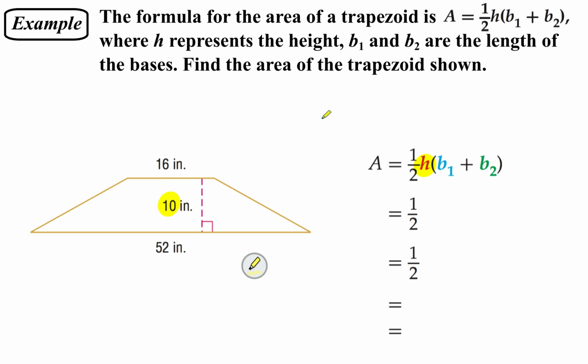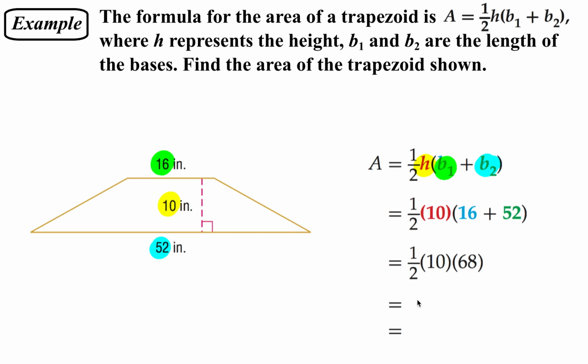So on this one, what I did was I went ahead and plugged in 10 for the height. Okay, I probably should have done that in red. Oh well. And then B1, I think I called 16. And B2, I think I called 52. So let's see how that comes out. So just substituting the numbers first of all in the place where they belong. And then what we're going to do, our order of operations says we got to do stuff in the parentheses first. So we have 1/2 times 10 times the sum of 16 and 52, which gives us 68.